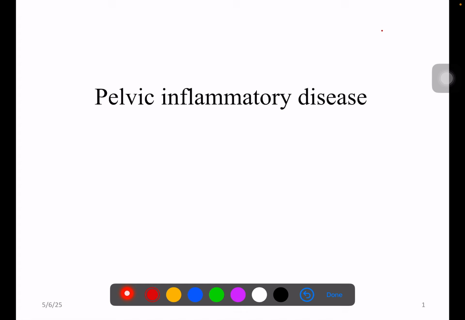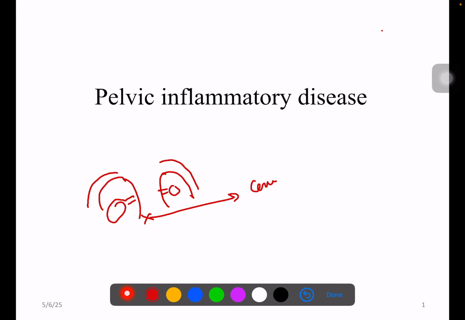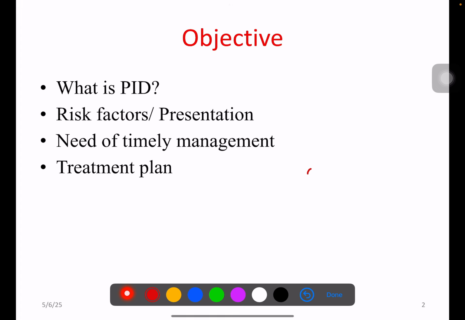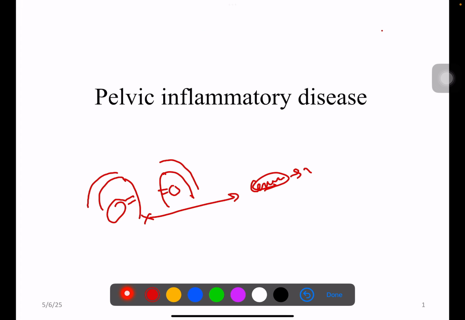First of all, we should understand that we are talking about the uterus. We are talking about the fallopian tube. We are talking about the ovaries. Okay. So we are not talking about the cervix. So if there is cervicitis, will this be considered under pelvic inflammatory disease? Never. Okay, it will not be considered under pelvic inflammatory disease.